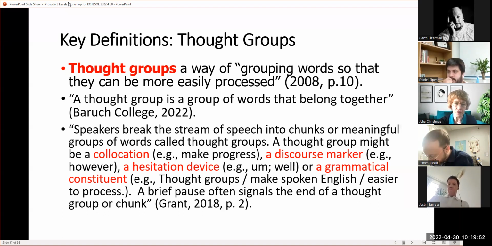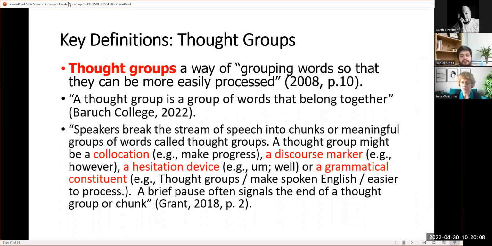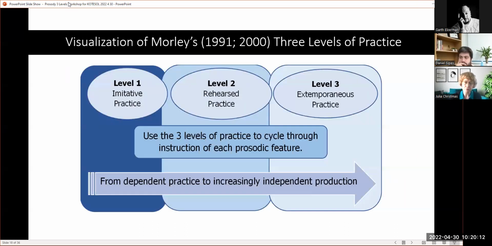And we break the stream of speech into chunks, meaningful groups of words, collocations or discourse markers or hesitation devices or grammatical constituents, and those are called thought groups. So I teach the idea of thought groups, and I have a specific mark for thought groups. Okay.